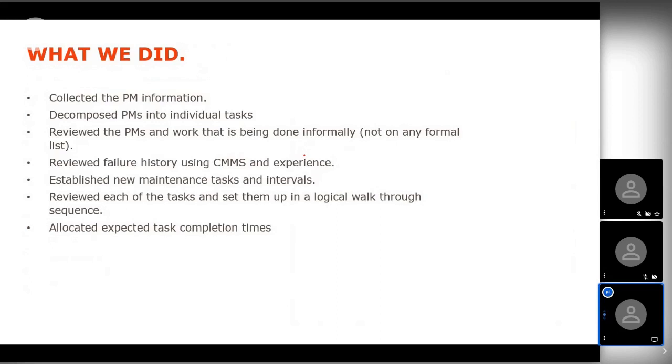Get all of your failure history together, because if you want to be proactive, we want to look at the causes of the failure as well. CMMS, Computerized Maintenance Management System. Get it out of that. Get it out of experience from your people.